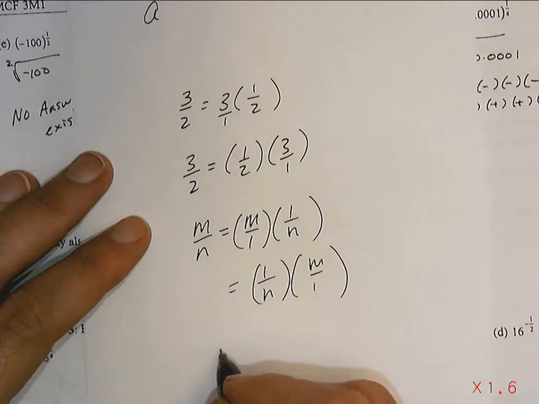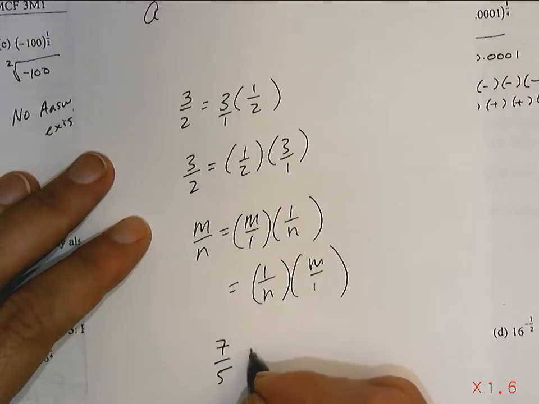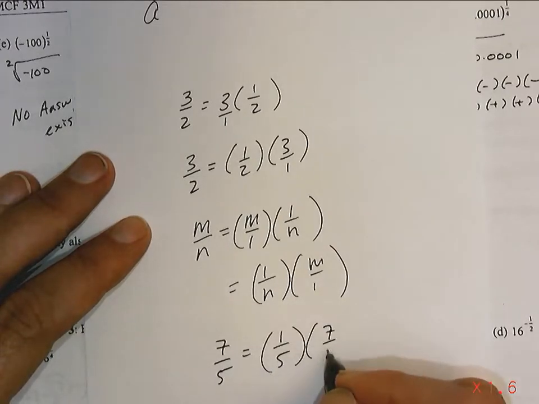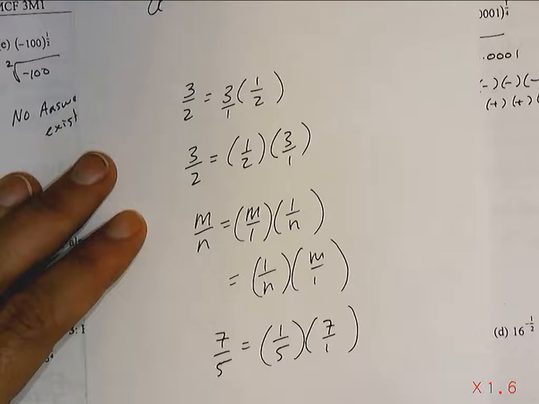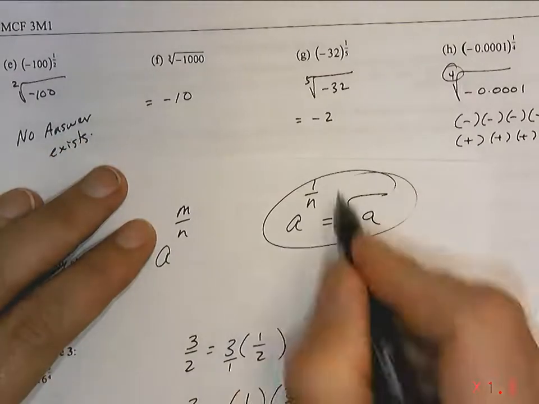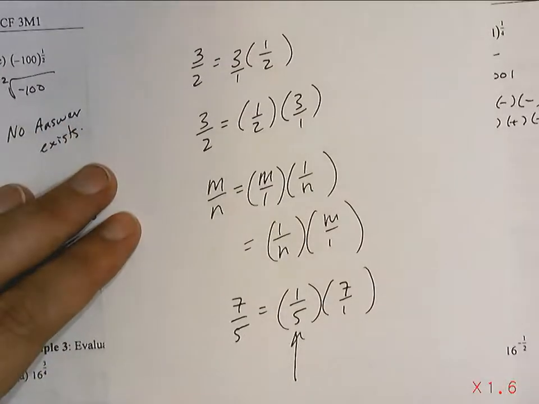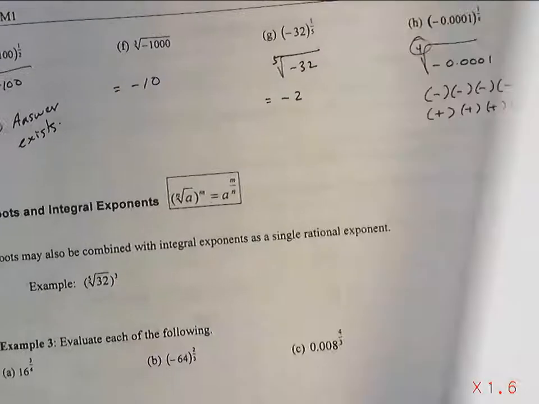So to show you one more time, let's say I had 7 over 5. That could easily be written as 1 over 5 and 7 over 1. Which, if we remember, we know what that is. So I can always deal with that first and then deal with the exponent. Let's take a look at an example.